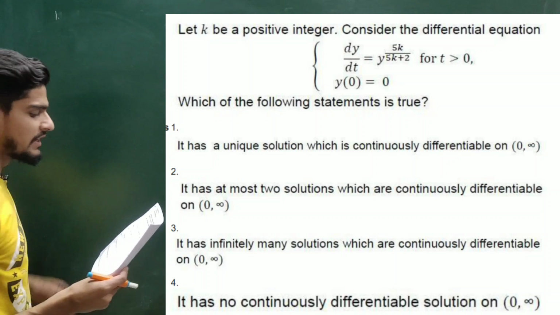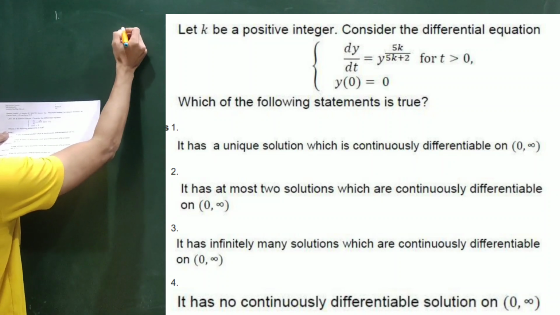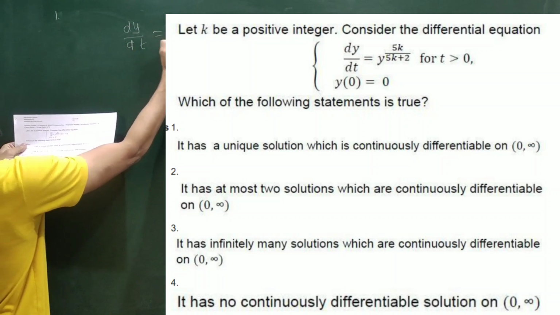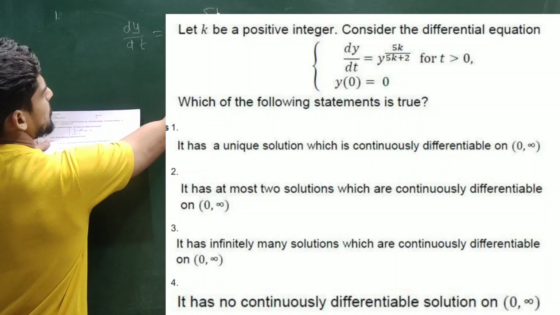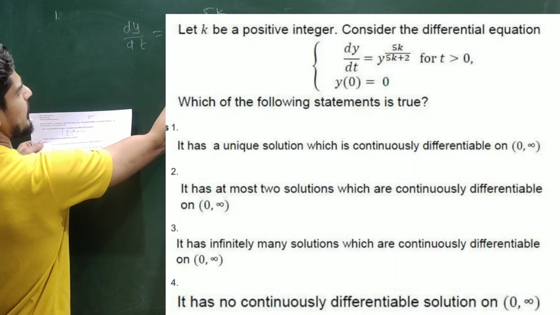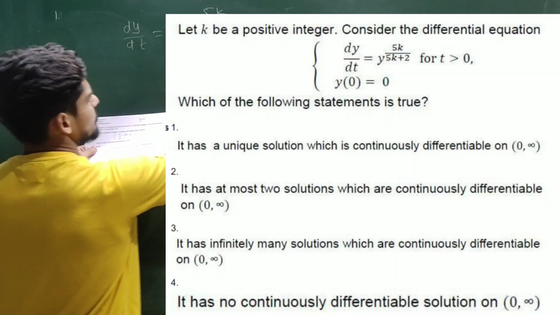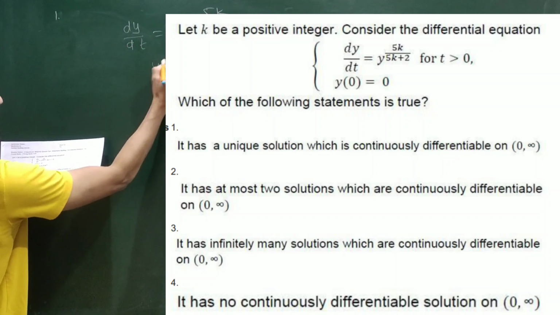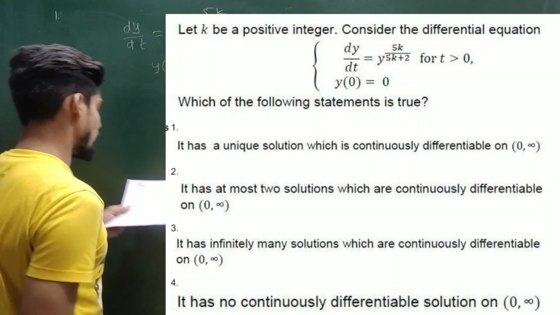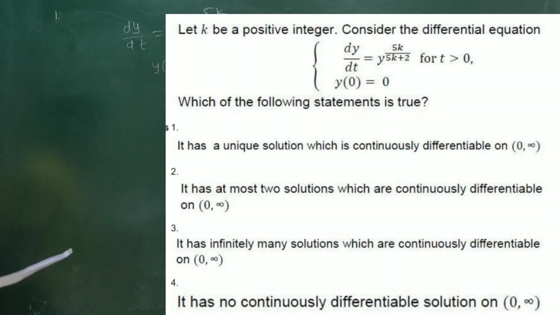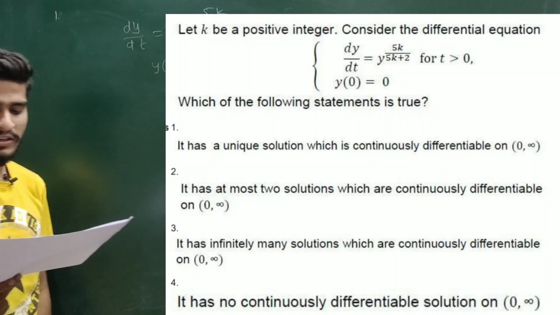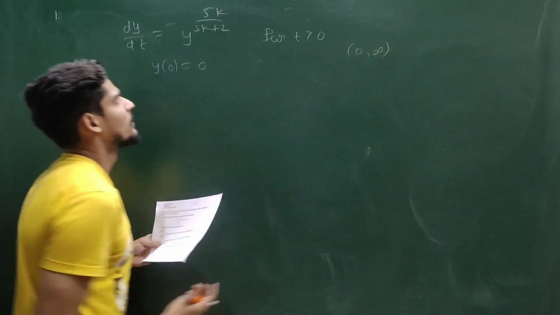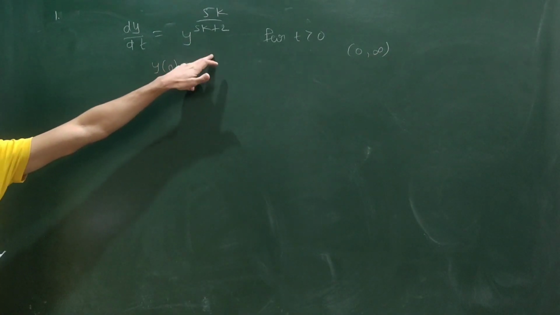Let k be a positive integer. Consider the differential equation dy by dt is equal to y power 5k upon 5k plus 2, for t positive and y at 0 taking value 0. Then what can you say about the solution of this differential equation in the interval 0 to infinity? This is an initial value problem.